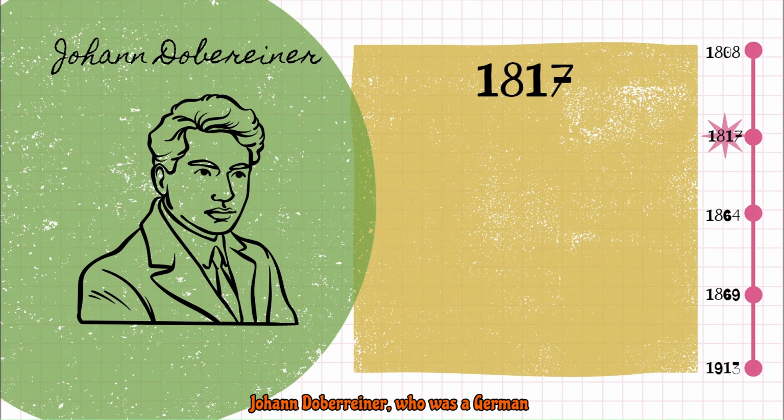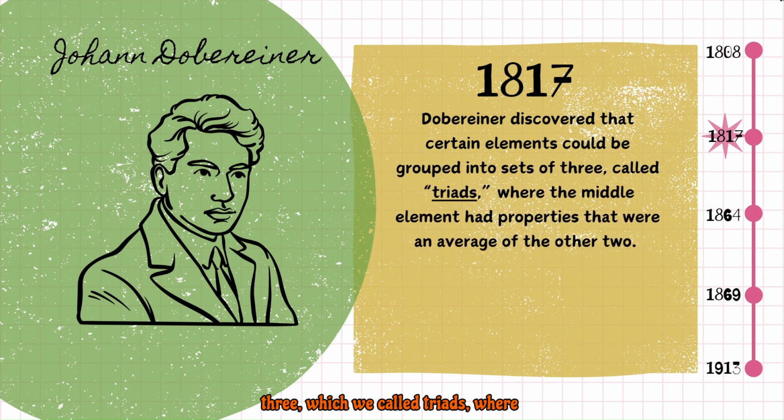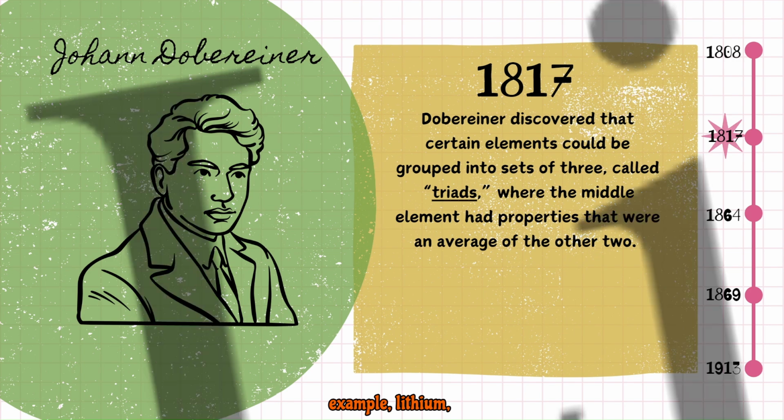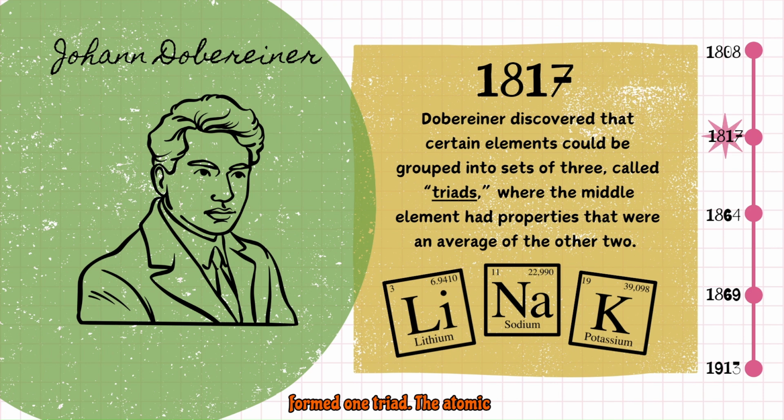Johann Dobereiner, who was a German chemist, noticed something intriguing. He discovered that certain elements could be grouped into sets of three, which he called triads, where the middle element had properties that were an average of the other two. For example, lithium, sodium, and potassium formed one triad. The atomic weight of sodium was roughly the average of lithium and potassium, and their chemical behaviors were strikingly similar.